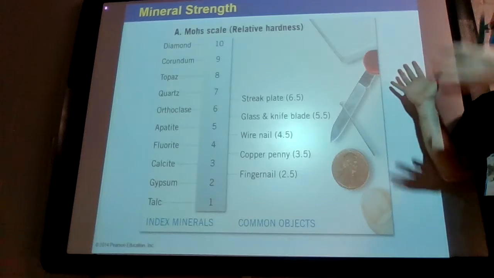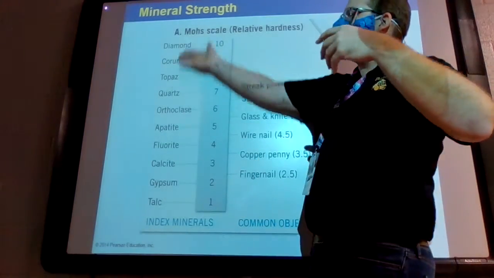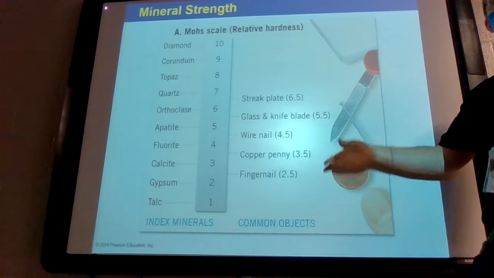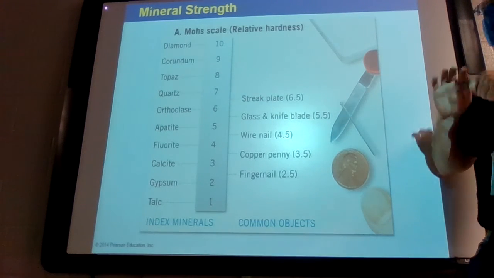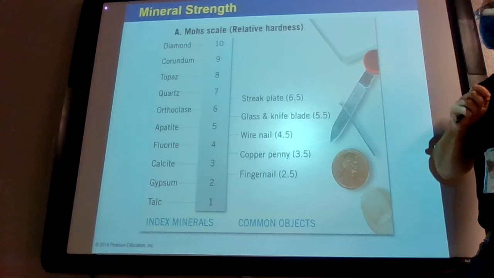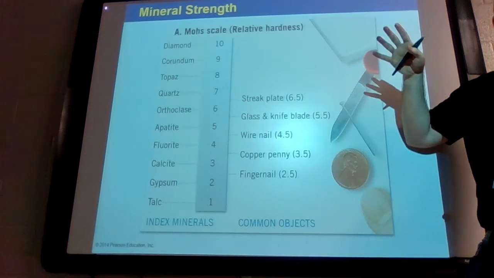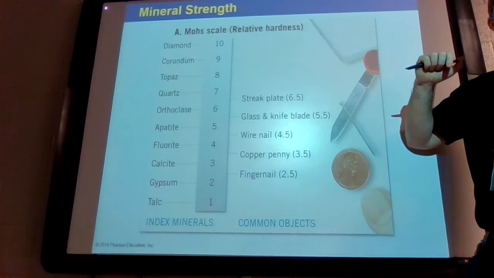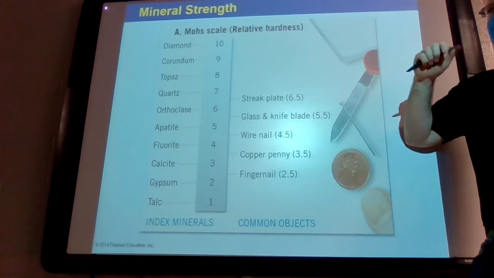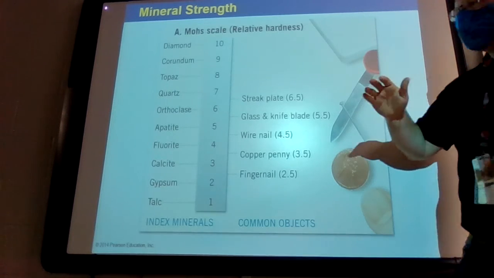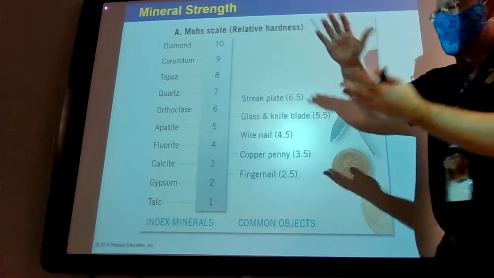So here's the Mohs hardness scale with matching minerals to the numbers of the scale and some intermediary tools that we use to determine hardness. The one thing I want you to know about the Mohs hardness scale is that you're usually just looking for a range. Very rarely will you be able to say this mineral I'm holding in my hand is an exact number on the Mohs hardness scale.